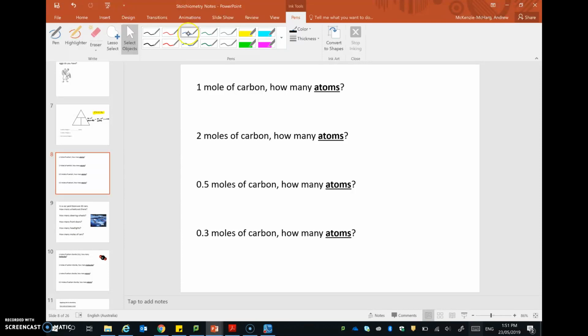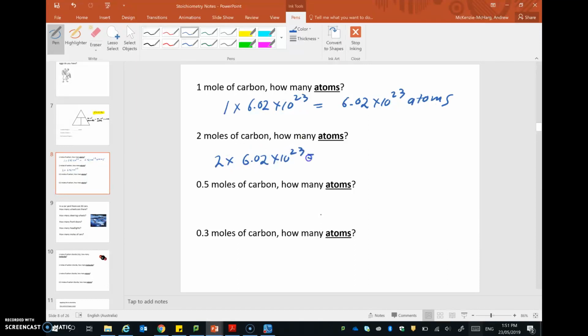Okay, so this first one, number of atoms. Here we have 1 mole multiplied by Avogadro's number, which is just going to give Avogadro's number back again. If we have 2 moles, then we're just going to double Avogadro's number, which gives 1.204 by 10 to the 24 atoms. Of course, you might have said 12.04 by 10 to the 23. That's okay too. If we halve Avogadro's number, we'll solve this next one.